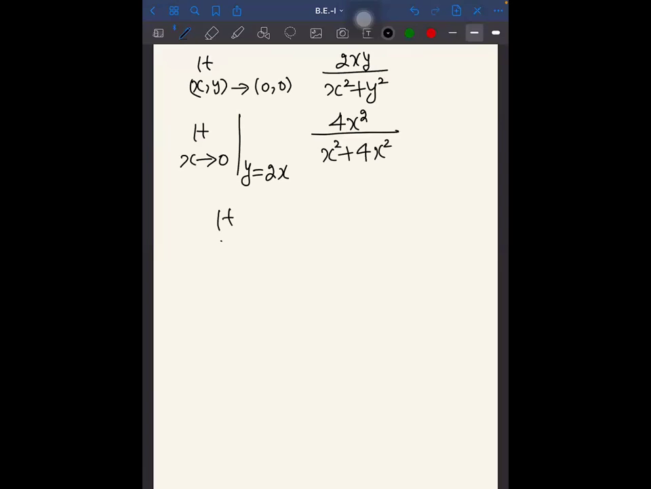So limit x goes to 0, 4x square upon 5x square. तो ये कितना बना? 4 by 5.